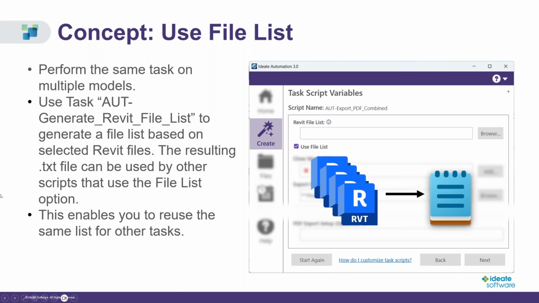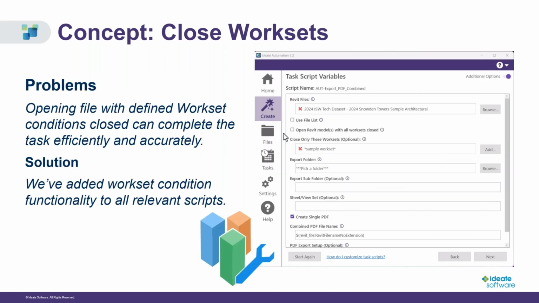And this becomes really useful for tasks that you run periodically, like you always publish to BIM 360 on Thursday at 5 p.m. Then you have this list. Or let's say you just started a new model and you just want to add it to that list that already has the task set up, then you can go ahead and add it to that TXT file and run the same task without having to rebuild the task.